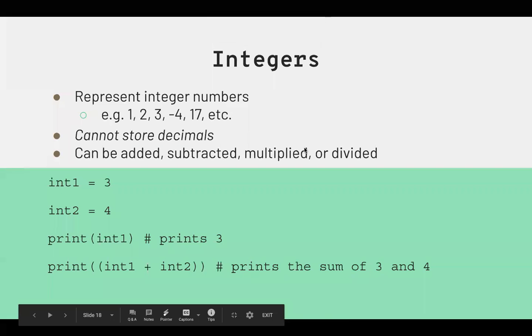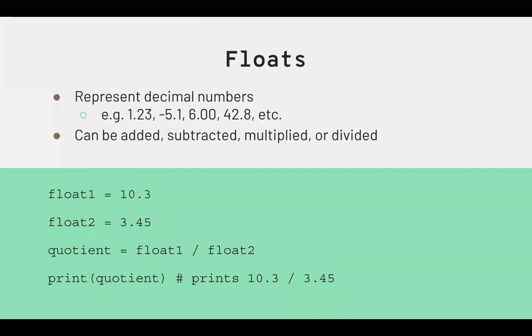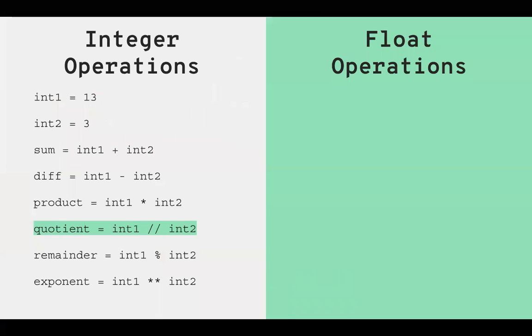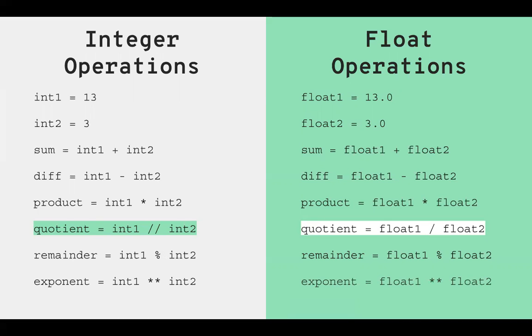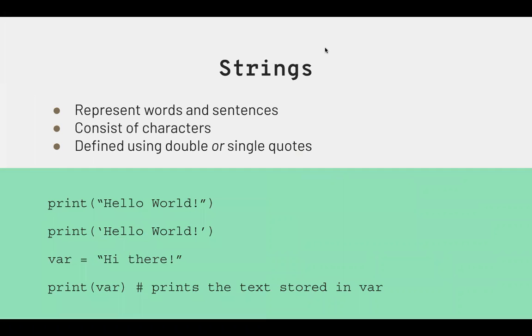So just to be clear, integers and floats, they're stored by just putting a number as the value. And then here's just some operations you can do with integers and floats, which is what we described before with arithmetic operations. But here's another thing. Arguably, strings are the most important data types because they can represent basically anything. They can represent words, characters, or sentences. And they are defined using either double or single quotes.